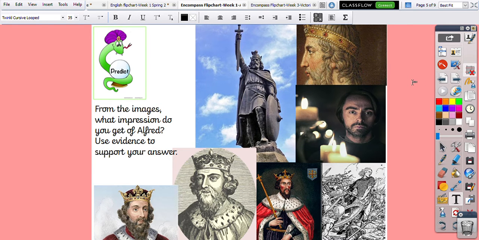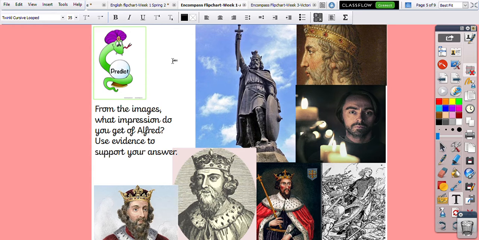On your flip charts, you will next see a predict slide. We want you to use your PEE of VIPERS to predict from the images you can see. So have a really good look at the images that you see of that week's monarch and think about what impression you get of that monarch. And we want you to write what impression you get using evidence from the images.